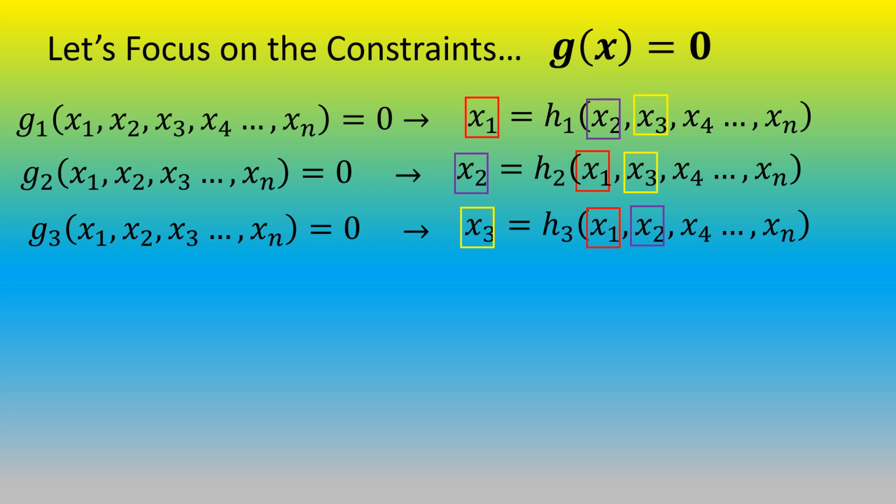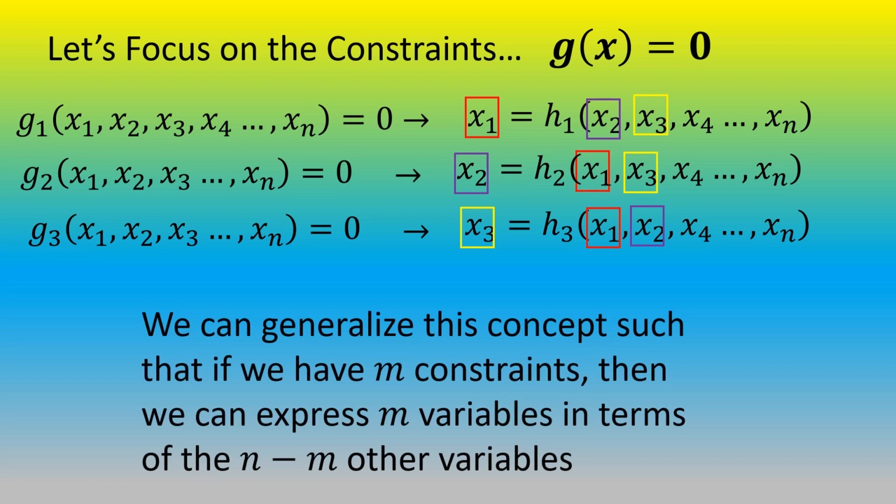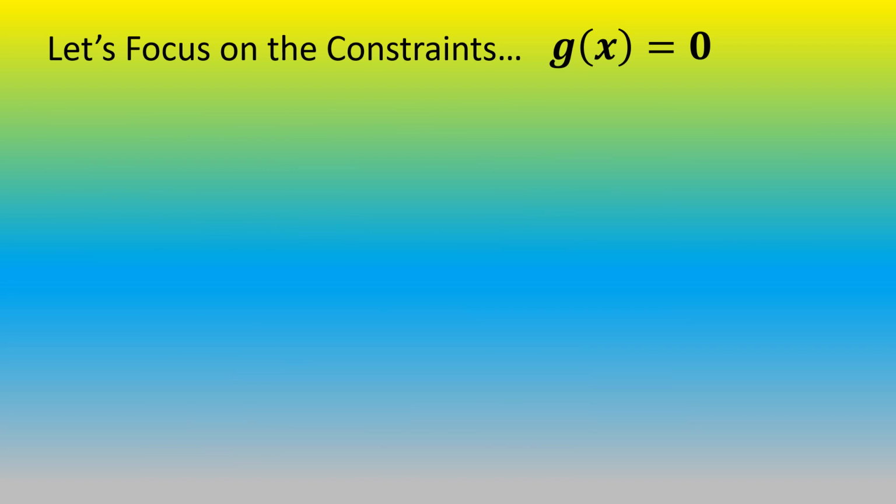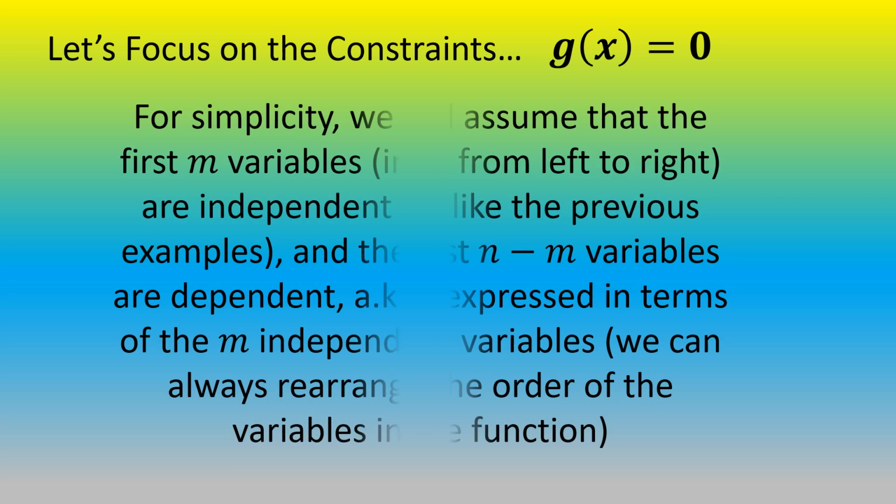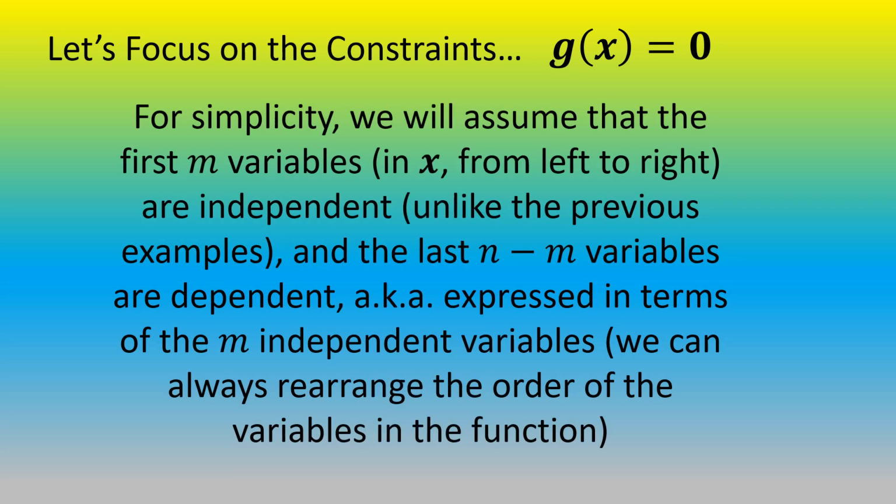So we can actually generalize this concept such that if we have m constraints, then we can express m variables in terms of the n minus m other variables. So for simplicity, we'll actually assume that the first m variables are the independent ones, and the last n minus m variables are the dependent ones.